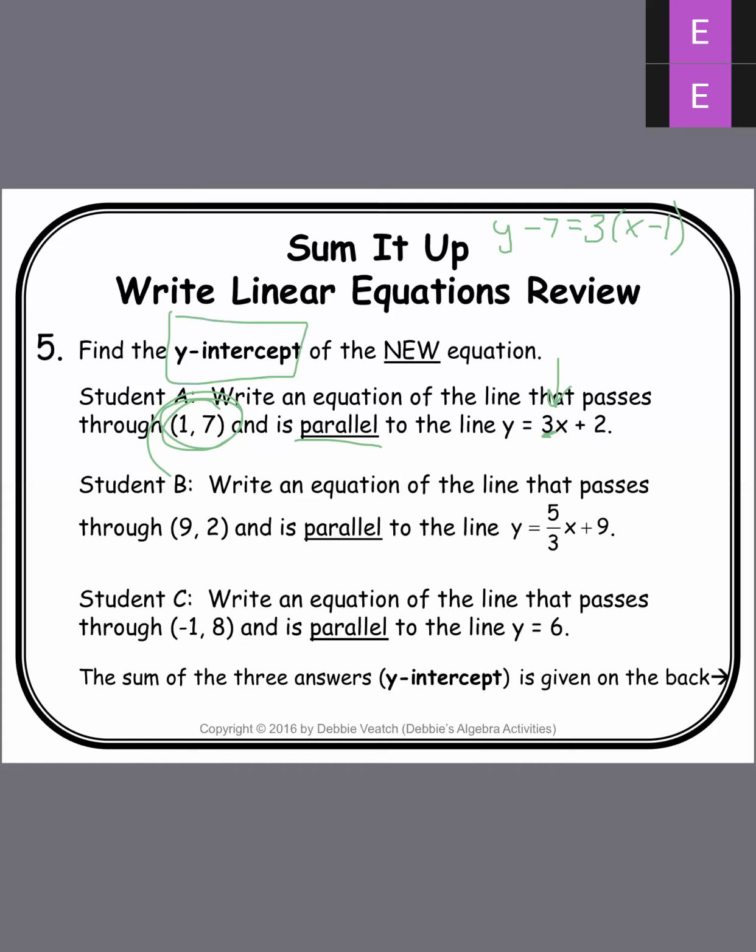So in order to do that from my equation, the best thing to do is to rewrite it in slope-intercept form. Because remember, the y-intercept is just b. So if I rewrite it into y equals mx plus b form, I'll be able to know what b is pretty easily. So how do I get from here to there? I'm going to go ahead and distribute that 3. So y minus 7 equals 3x minus 3, and then we'll just add 7 on both sides. So I get y equals 3x plus 4. So that means that my y-intercept for student A is 4.